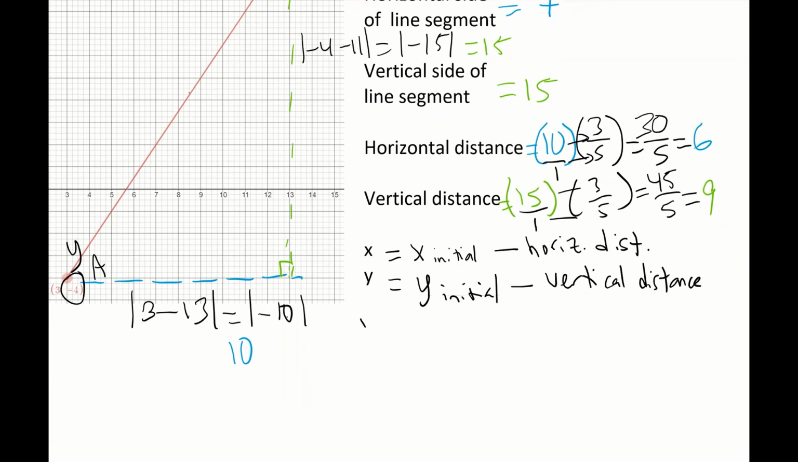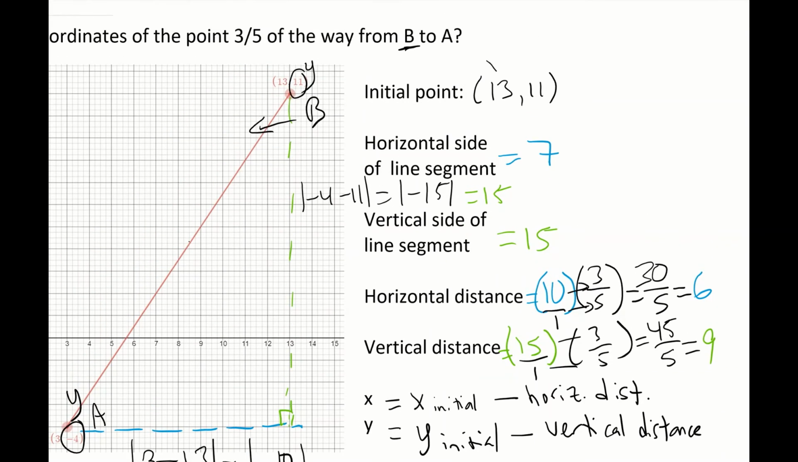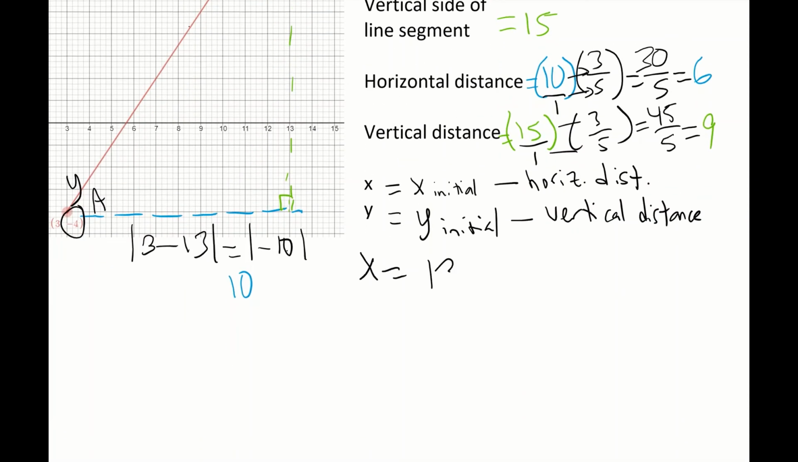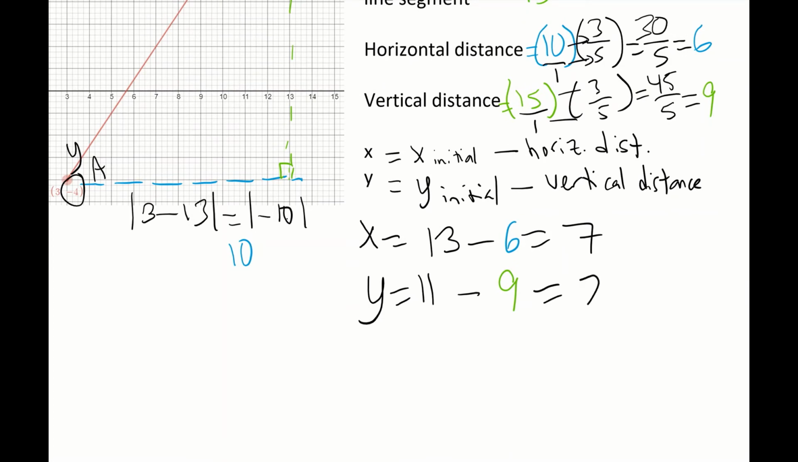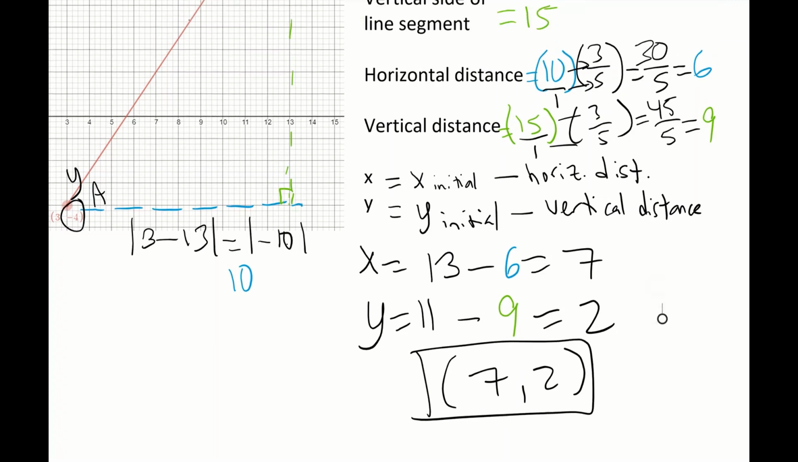And so now if we calculate the x, the x initial is this guy, and this is the y initial, so that's going to be 13 for x minus the horizontal distance of 6, which is going to give us 7. And then the y coordinate is 11 minus the vertical distance of 9, which is going to give us 2. And so my coordinates are 7, 2. I'm going to box that as my final answer, but we're going to see if that makes sense.